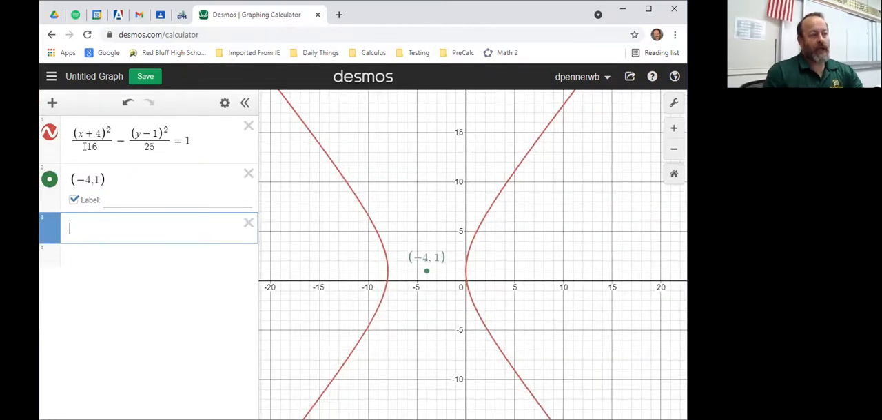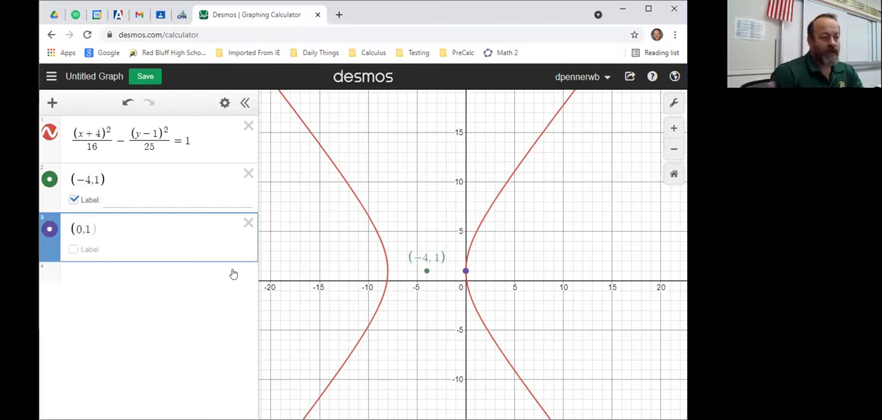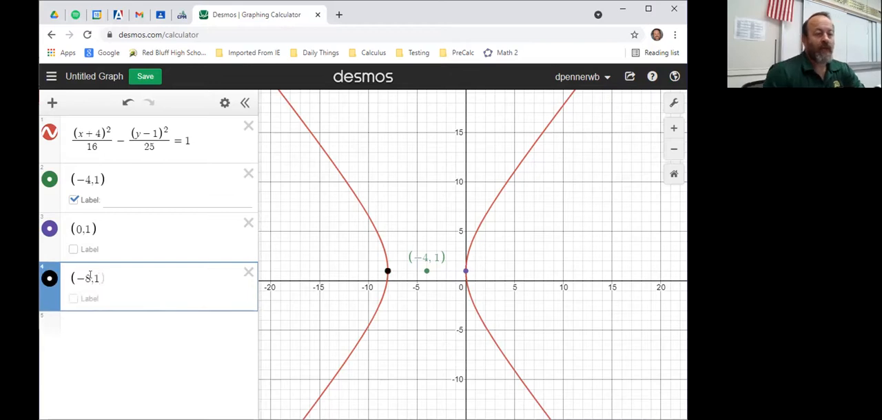So you'll notice in the x direction, just like we did in the ellipse, let's move over and back 4 units. Now, if I move over and back 4 units, that's going to be at 0, 1. That's going to be one vertex. And if I go back 4, that's -4, 1. That's going to be my other vertex. Very, very similar to what we have done in the previous one.